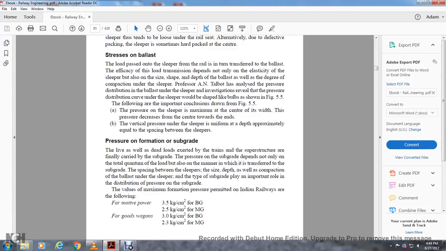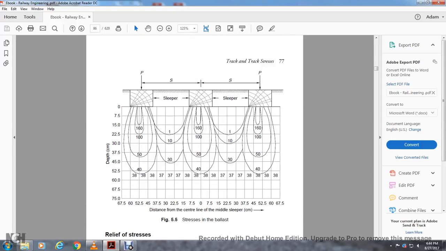The maximum formation pressures permitted with the engine and rails are as follows. For motive power: broad gauge 3.5 kilograms per centimeter squared, meter gauge 2.5 kilograms per centimeter squared. For goods wagons: broad gauge 3.0 kilograms per centimeter squared, meter gauge 2.3 kilograms per centimeter squared. Figure 5.6 shows the stress in the formation with depth in centimeters, and the distance from the center line of the middle of the sleepers. You have the middle of the sleepers and your sleepers, your ties.